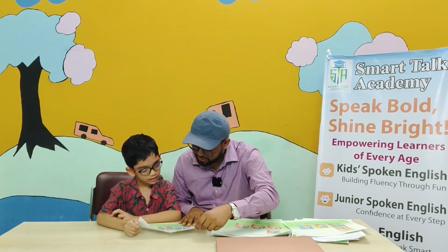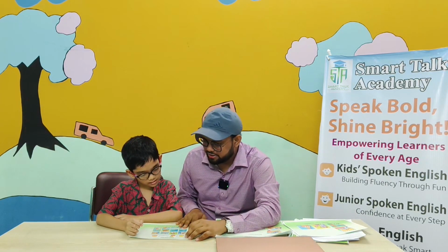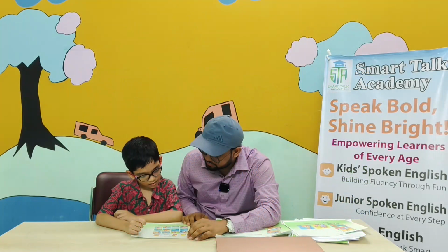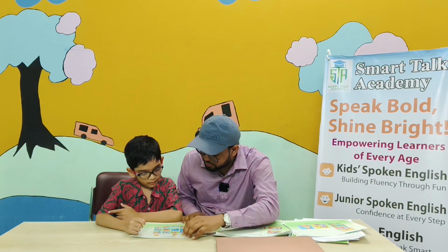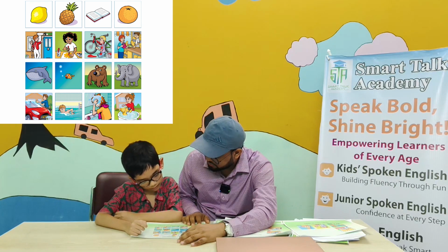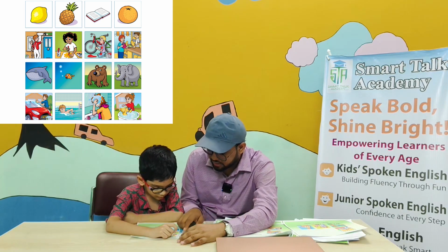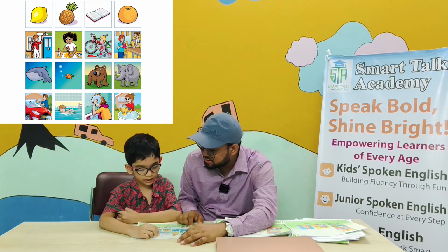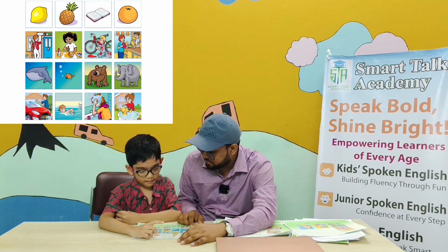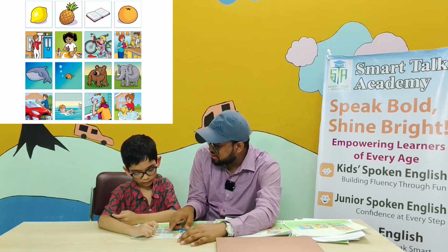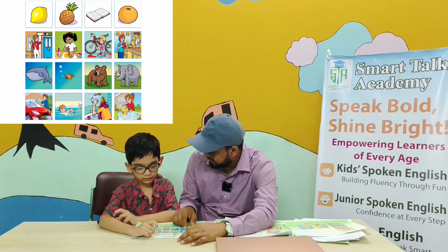So now, Mr. Adil, this is part 3, and here you will see some pictures, and you have to say which one is different. Like in the first line, which one is different, Adil? This is a lemon, this is a pineapple, this is a book, and this is an orange. Which one is different? The book is different because lemon, pineapple, and orange are fruits, right? We can eat them. Okay.